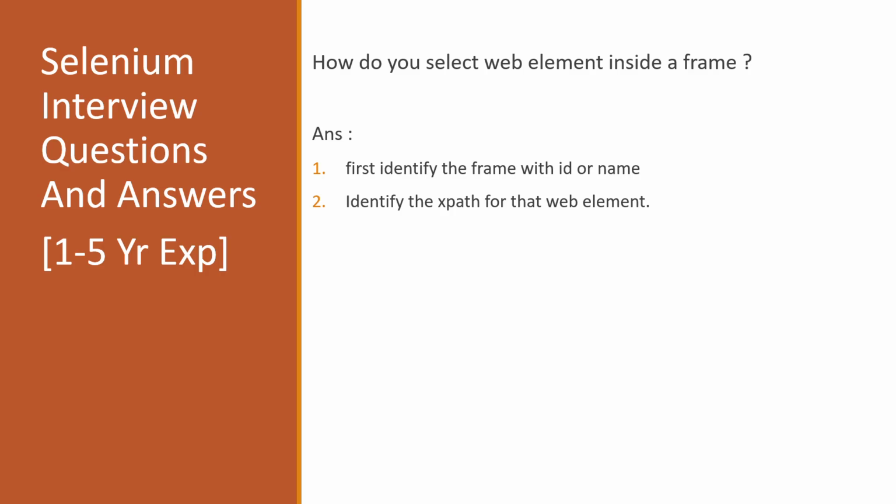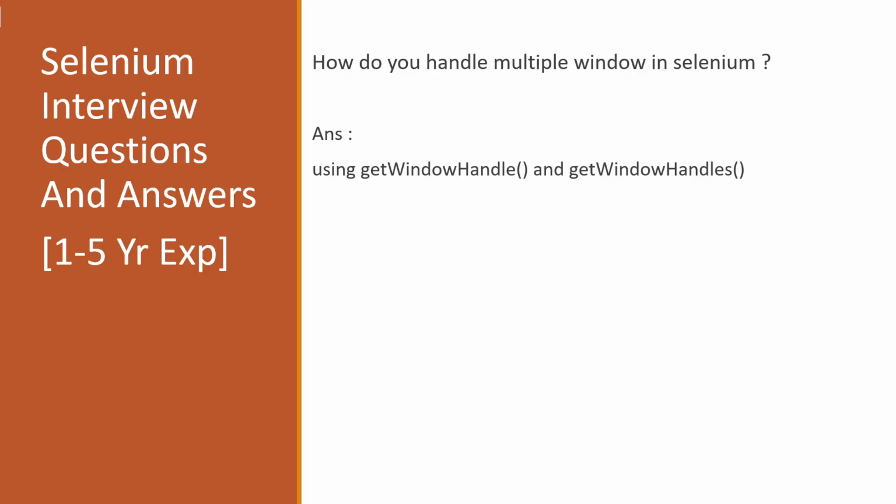Okay, now coming to the next question, how do you handle multiple windows in Selenium? So you know there are two methods available, getWindowHandle and getWindowHandles. Okay, so with getWindowHandle, you will get the parent window. Suppose you are on one page and you have clicked one of the buttons or options, then multiple child windows have opened. Okay, so in that case, you have to use getWindowHandles to fetch all the child windows. So first you are in the parent window.